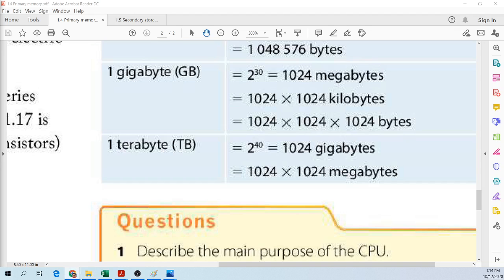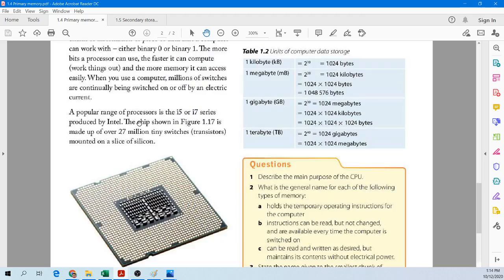I'm going to send 2 images in the group, and hopefully that can help you remember about storage sizes. So let's continue.